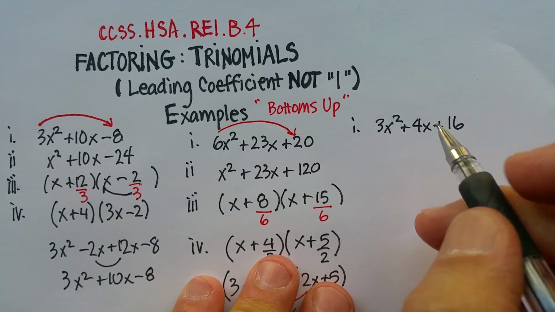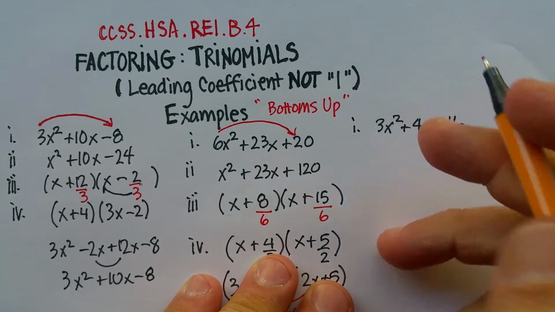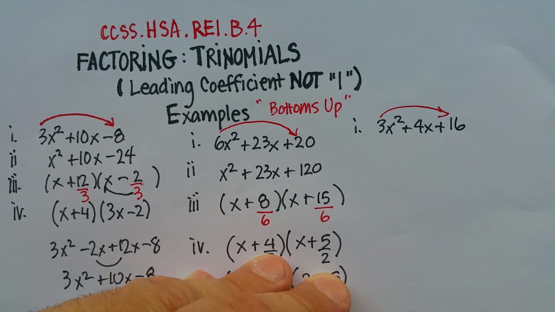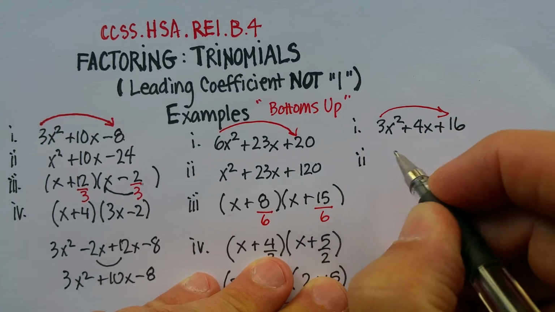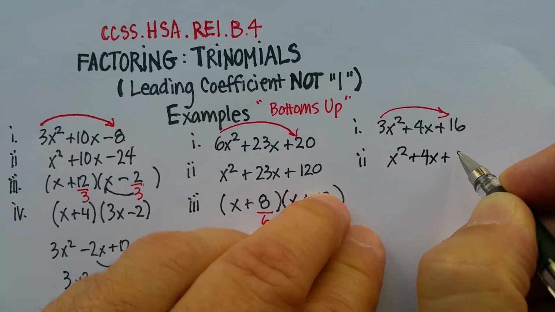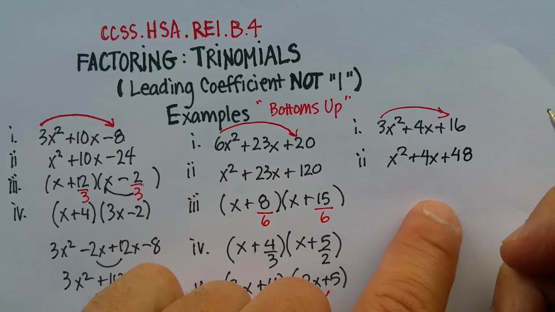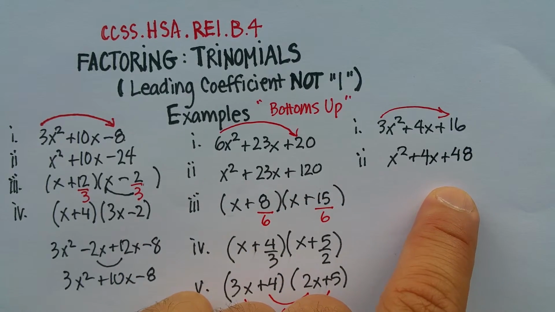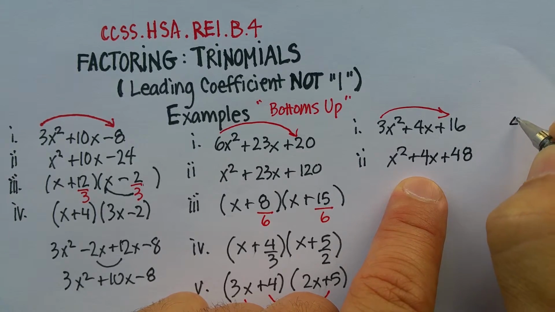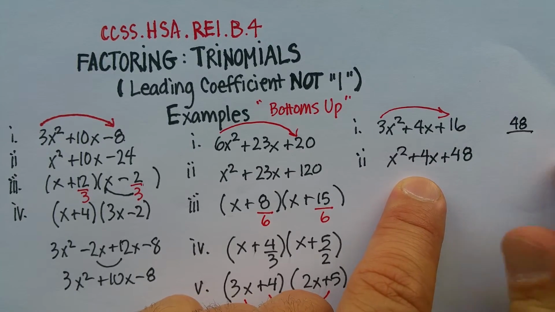Last but not least, let's try this one. Same idea. No common factor. Let's go ahead and multiply the leading coefficient by the constant. I now have x squared plus 4x plus 48. Are there any factors of 48 that add up to 4? And I really can't think of any. Let me show you what happens here.